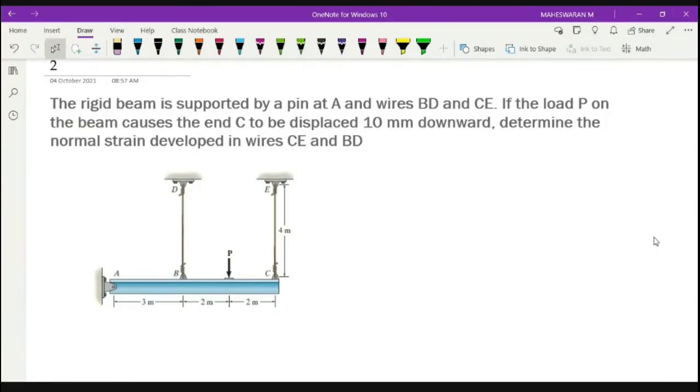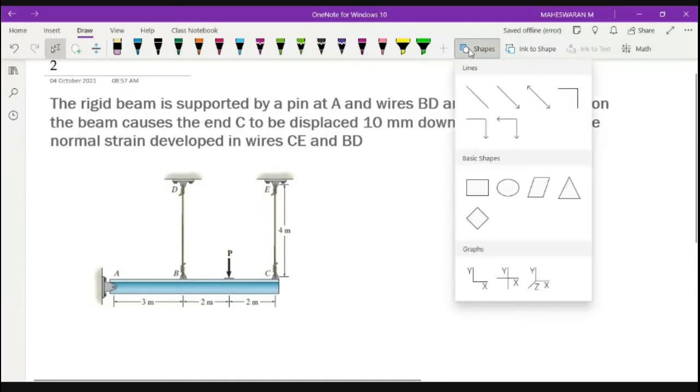Now you have a rigid beam, which is supported by pin A. It is connected to two wires, BD and CE, and a force P is applied on the beam. When you apply that force P, end C is displaced by 10 mm. They are asking what will be the strain in wires CE and BD. It looks somewhat complicated, but it is not. At least you should know your mathematical terms.